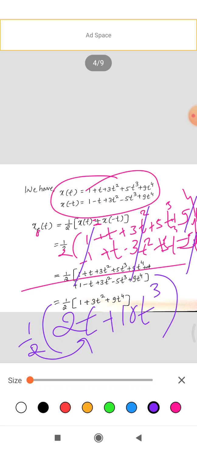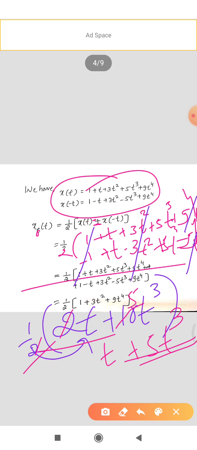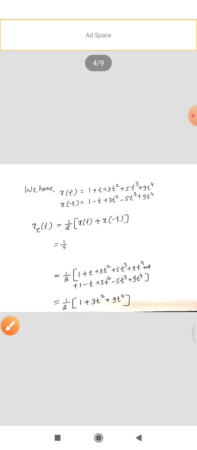So what we get is, this 2 gets cancelled, and then this 2 with this 2 gets cancelled, so it is t plus 5t raised to 3 that remains. This is your odd signal. x odd of t will be equal to t plus 5t raised to 3.